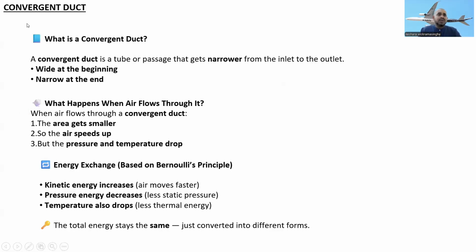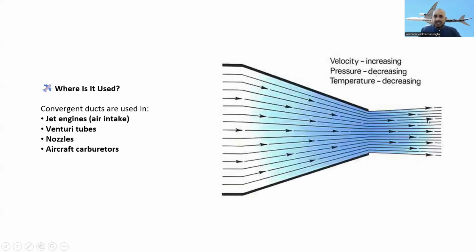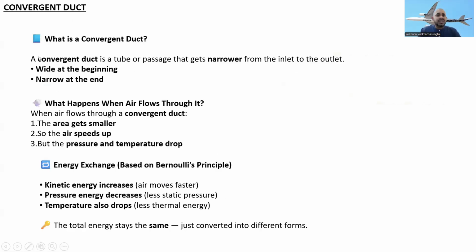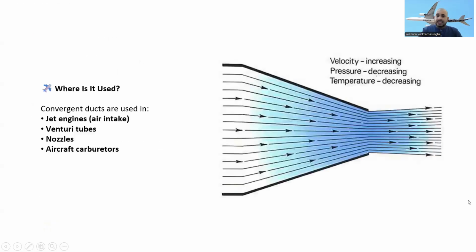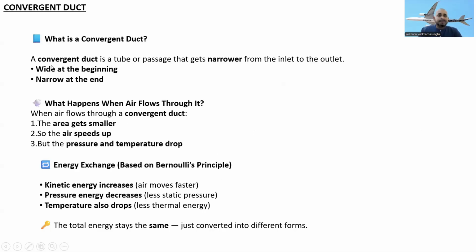Right. Now let's go to the convergent duct. What is a convergent duct? This is called the convergent duct. A convergent duct is a tube or passage that gets narrow from the inlet to the outlet. You can see this duct gets narrow from inlet to outlet, so it is wide at the beginning and narrow at the end.